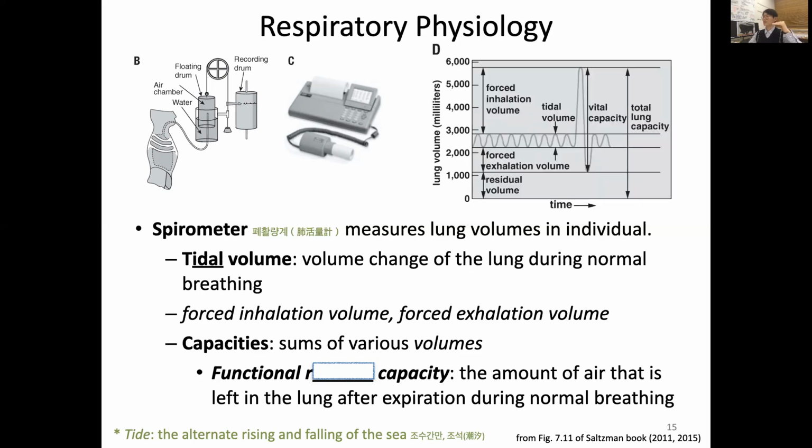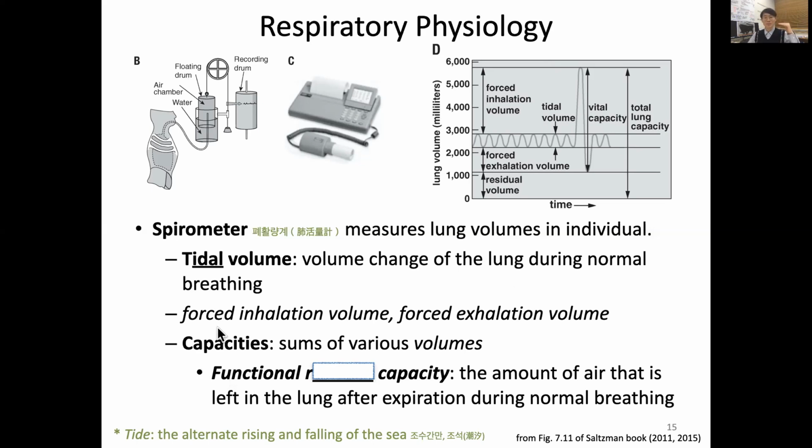Let's take a look. Here is our lung volume over time. This is normal tidal volume, which is about 500 milliliters. And I just did a forced inhale. This is the limit I can do, and then exhale, normal tidal volume. And then while normally exhaling, I exhale further, forced. This is the limit. So from this forced exhalation volume to the forced inhalation volume, that we call the vital capacity.